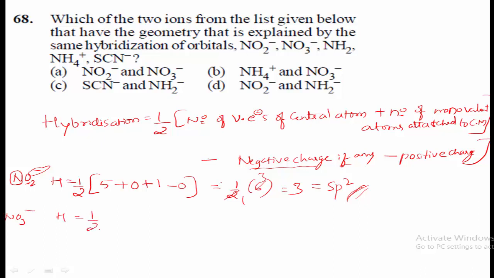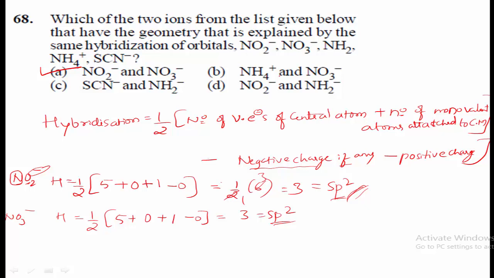Hybridization is 1 by 2, 5 plus 0. Monovalent atoms are not there. Negative charge is there, that is 1, and positive charge is 0. So it is also 3. So hybridization is sp2. Therefore, in option 1 only, you can explain the structure of both of these with the same hybridization. Therefore, option A is the right one.